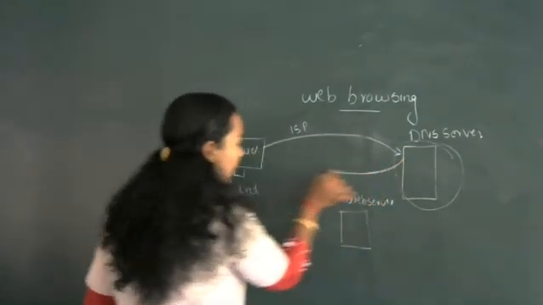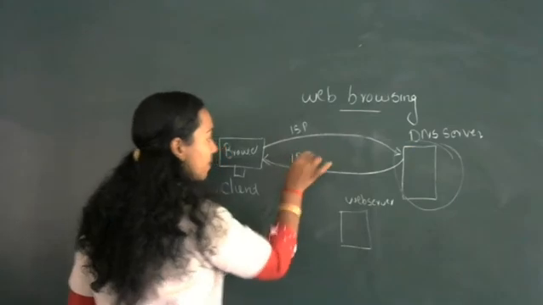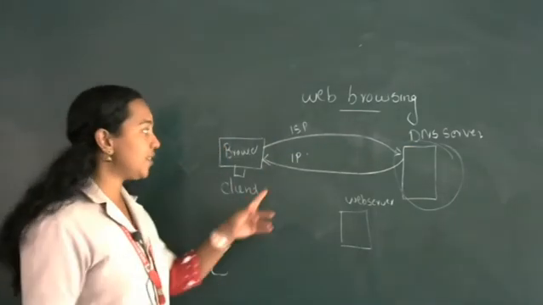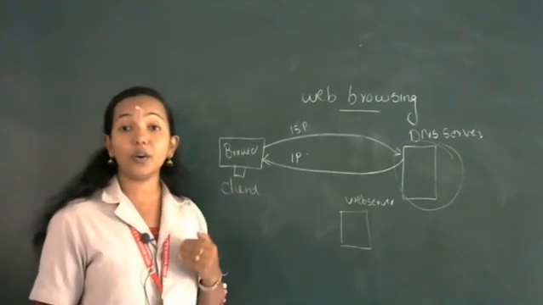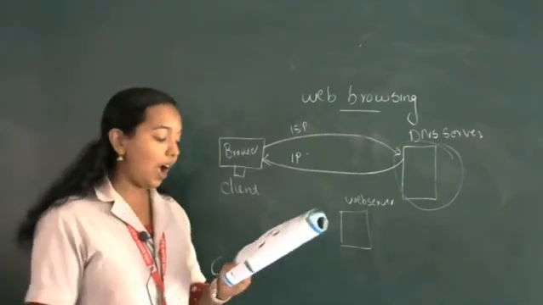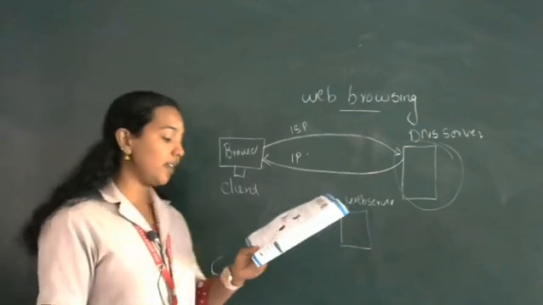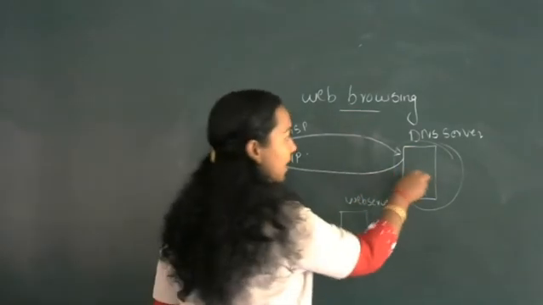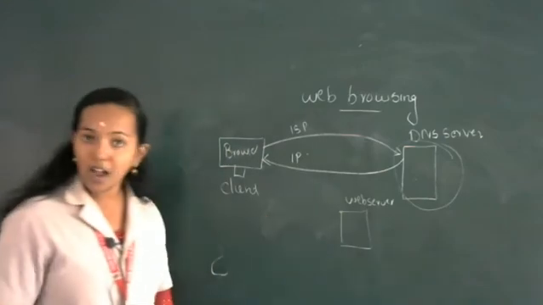So again, the DNS server will return the IP address to the client. Okay, so instead of the URL, now the browser has the IP address. After that, the ISP's DNS server replies with the IP address. So this is the DNS server. It will return the IP address.